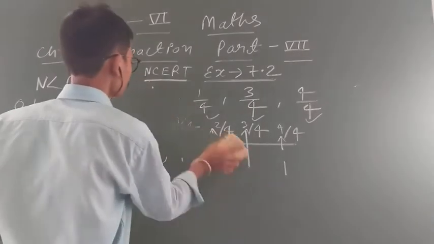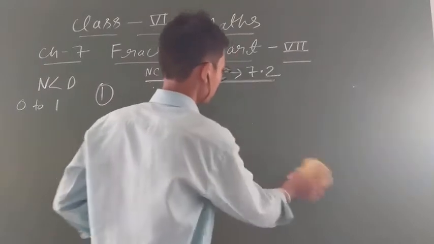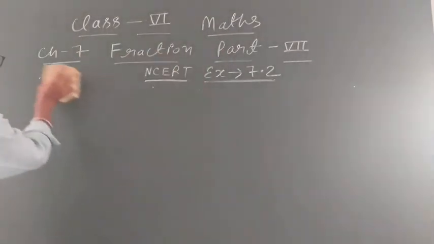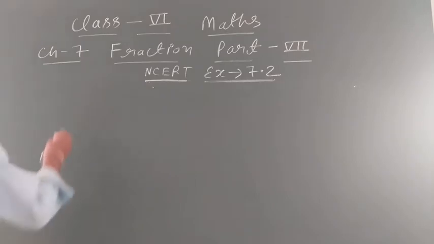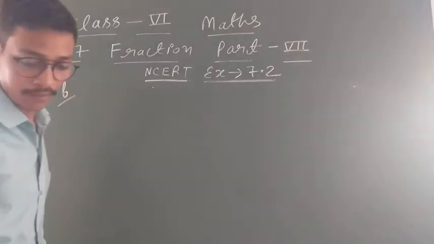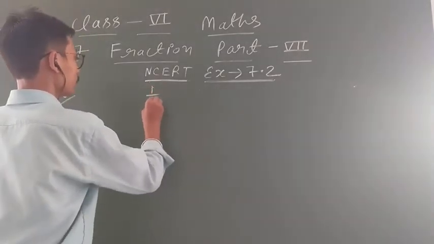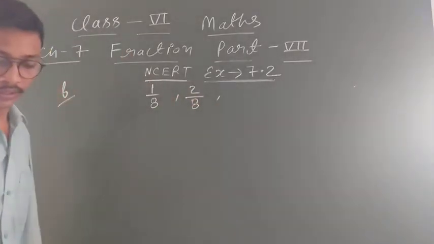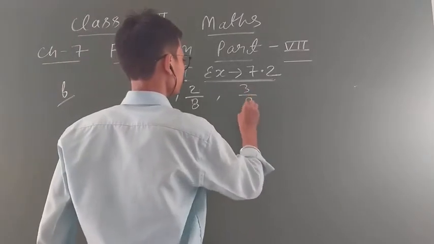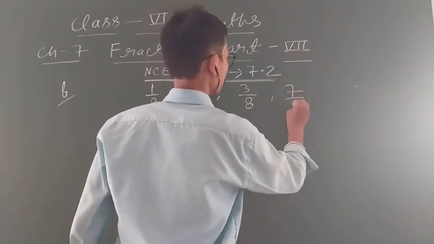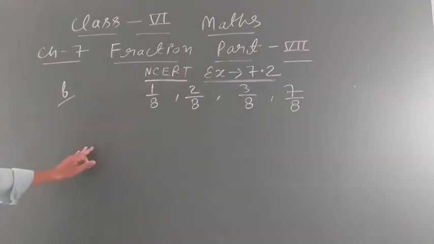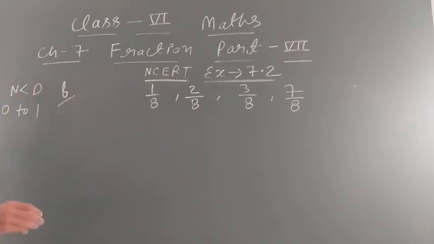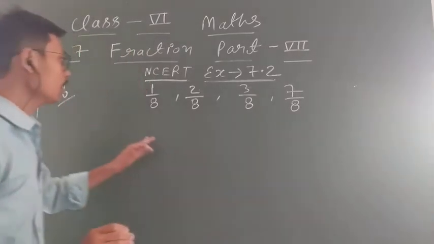Now move to the second question, student. What is given in the second? All the questions you have to do, student. In the D part, it is given 1 upon 8, 2 upon 8, 3 upon 8 and 7 upon 8. Is that clear, everyone? The same condition you will apply. The numerator is less than the denominator. It means the number line lies between 0 and 1. Is that clear now?